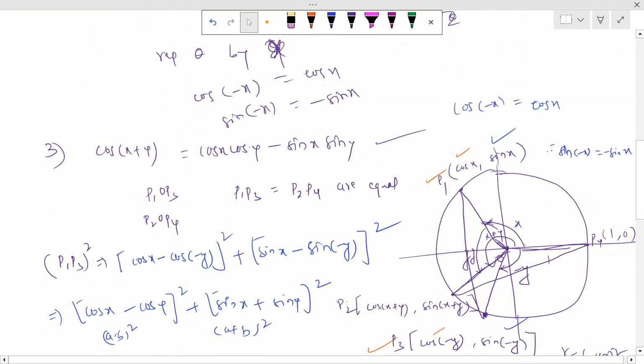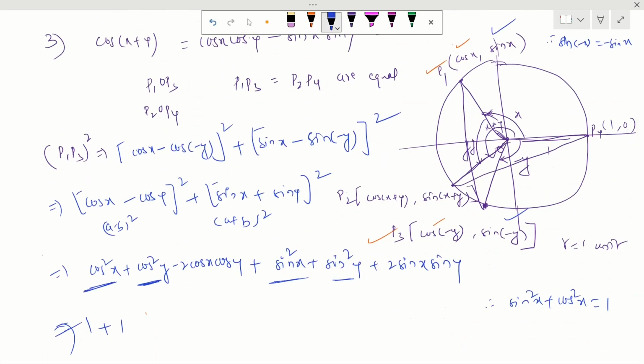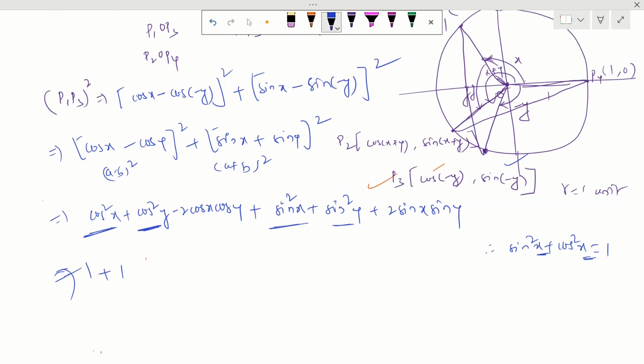Whatever the angle may be, theta or x or y, it is the same here. So 1 plus 1, and the remaining terms are minus 2 cos x cos y and minus 2 sin x sin y. Taking minus 2 common, this becomes a positive cos x cos y and this becomes minus sin x sin y. Understood. So this becomes 2 minus 2 of (cos x cos y minus sin x sin y).